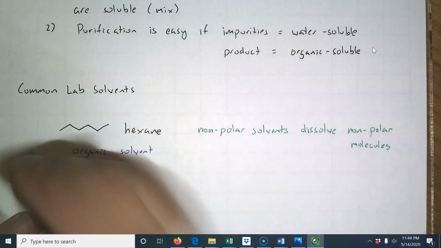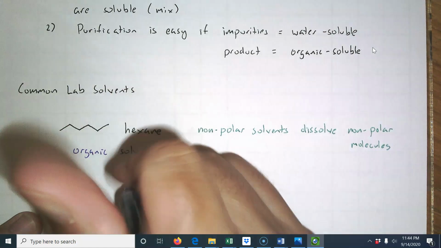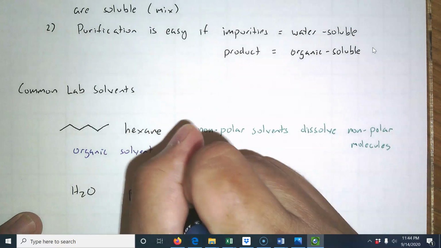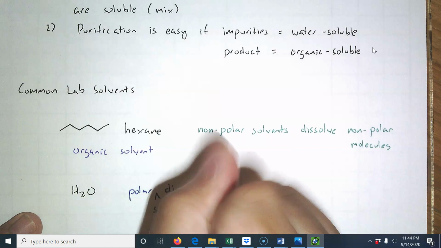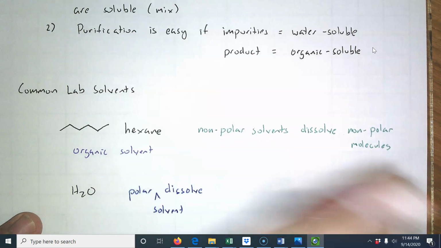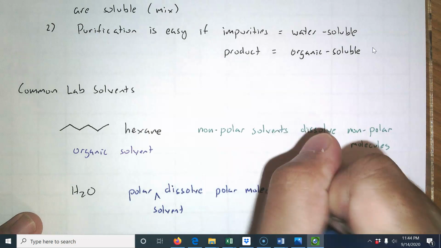Let's do water. Water is obviously polar, and it dissolves polar molecules. Okay.